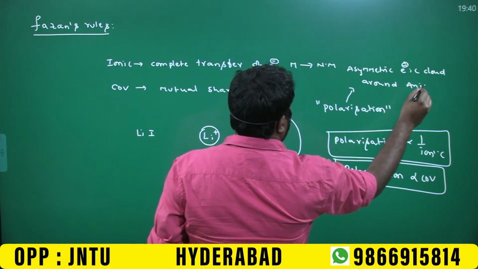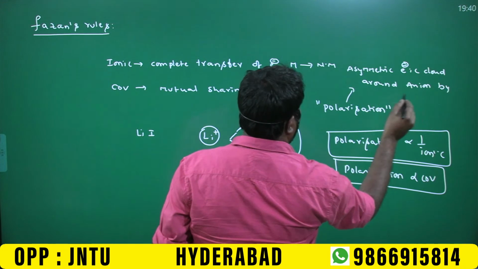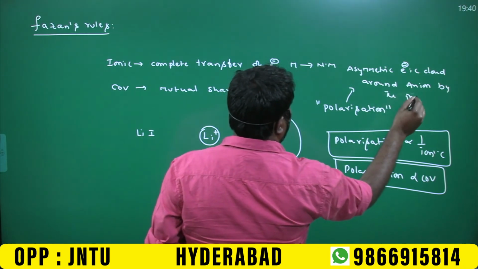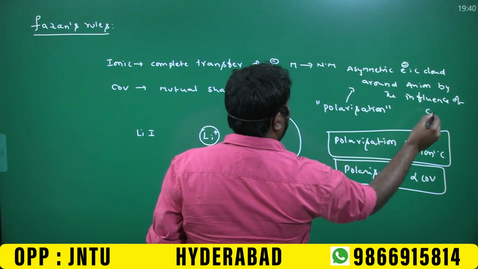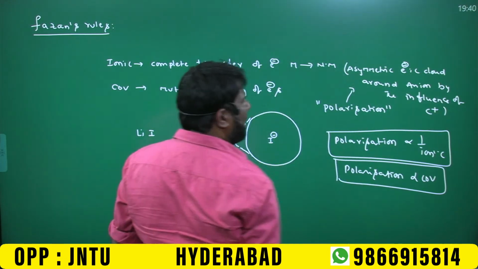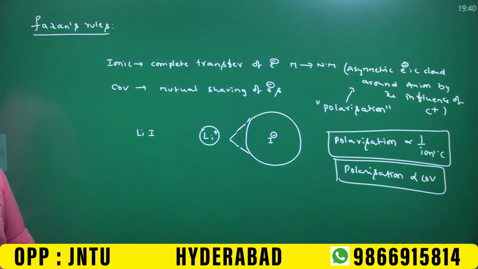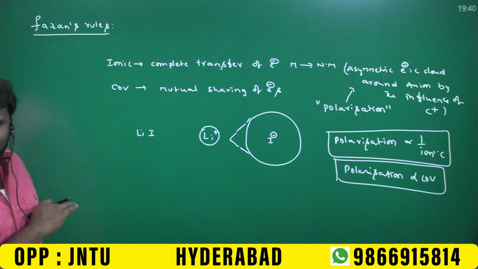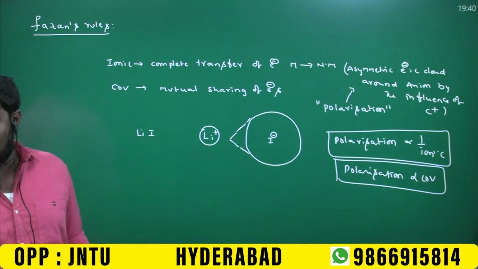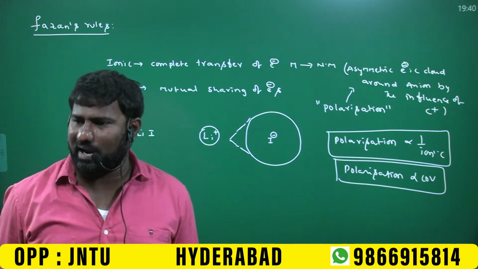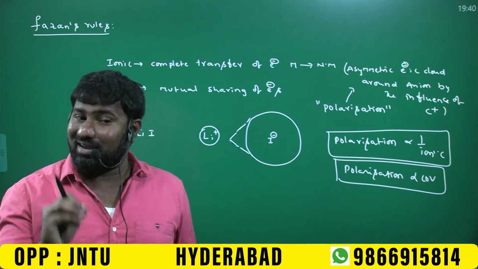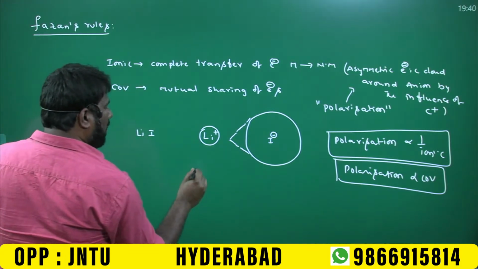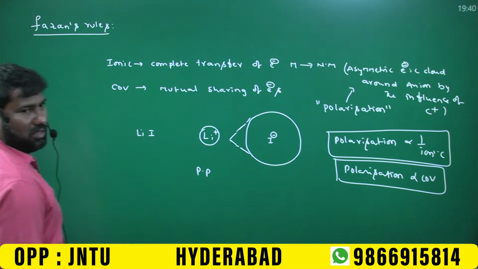around the anion by the influence of metal ion, means cation. That is called polarization. Now you can see, if I am taking different cations, can they have the same tendency to get polarization? No, not at all. Whatever the tendency of the cation is, that is called polarizing power.